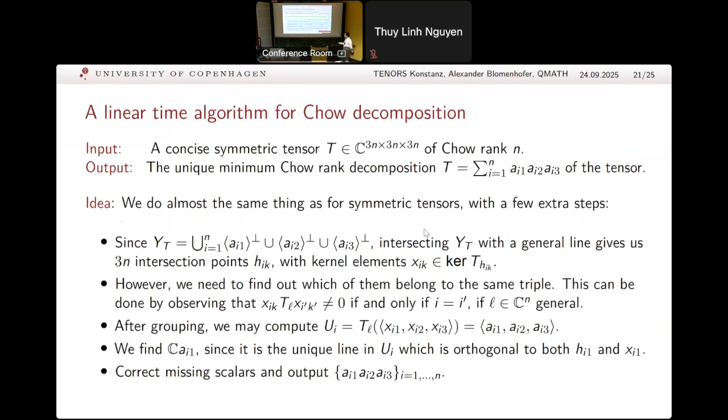Once you have the grouping, you can compute the spaces of AI1, AI2, AI3, because this is just TL applied to the generalized eigenvectors xi1, xi2, xi3. And then AI1 is the unique vector in UI which is orthogonal to both hi1 and xi1. It's a 3-dimensional space, so you have two orthogonality relations, and then you can compute it from that. And then you need to correct missing scalars, but this is also possible. You have to be very careful to do all of this so that it actually runs in linear time. This is not so trivial, but you can do it. And then you have an algorithm for Joe rank. Nice.